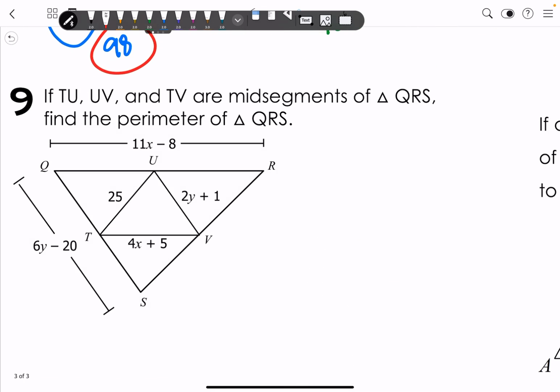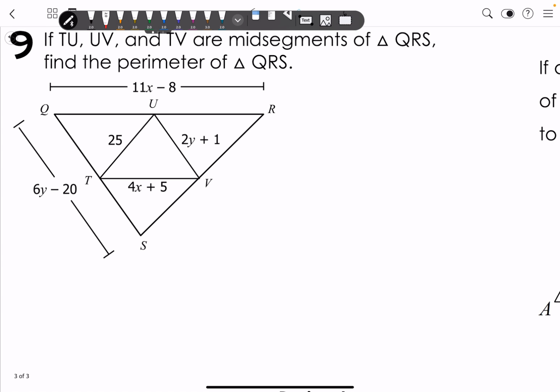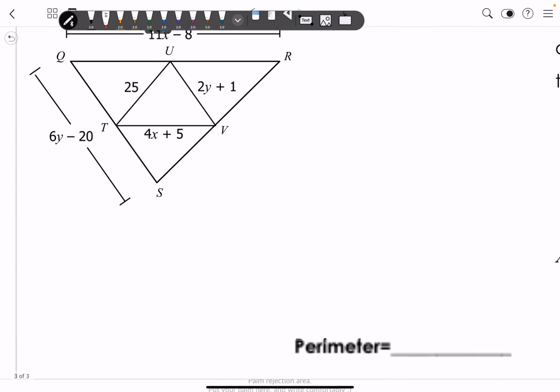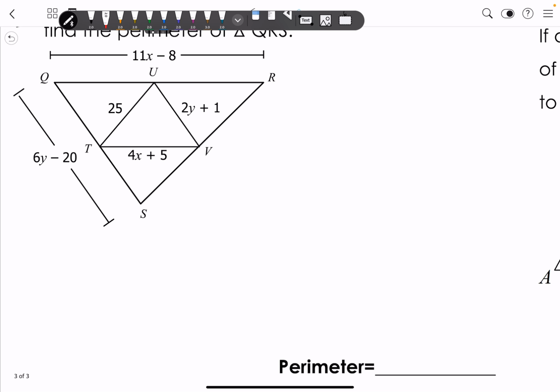All right, last one for number 9. I'm going to help you set it up, but I want you to tell me what you're going to get. Oops, can you see it? Oh, there you go. For your x and your y. Your perimeter will end up being 154.